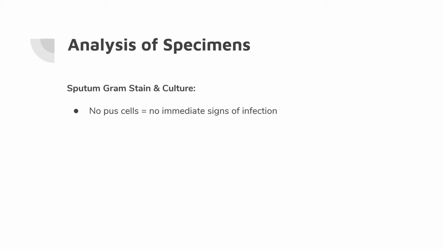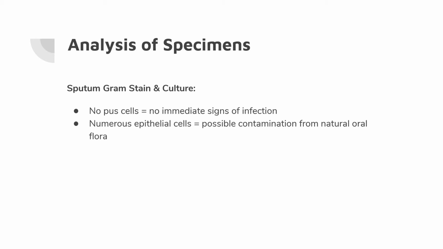In the sputum gram stain, the lack of pus cells indicates no immediate signs of infection. The epithelial cells indicate the presence of saliva and possible contamination from the natural oral flora of the mouth and respiratory tract. Since the sample is mostly saliva, the culture of this sample is not a good representation of the pathogen causing the infection, and thus makes it difficult to identify.